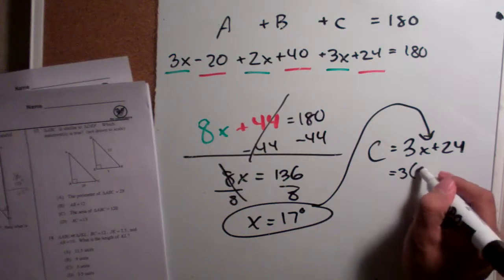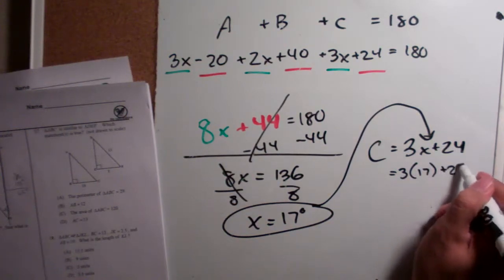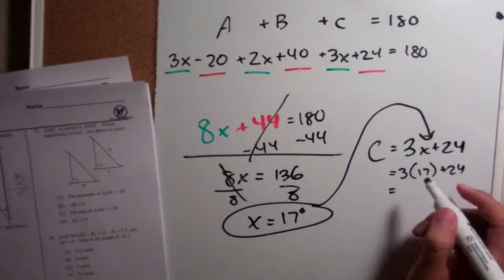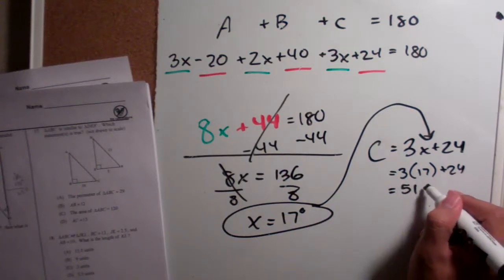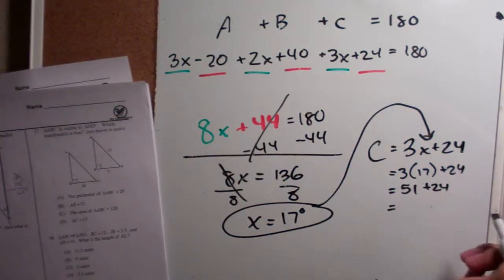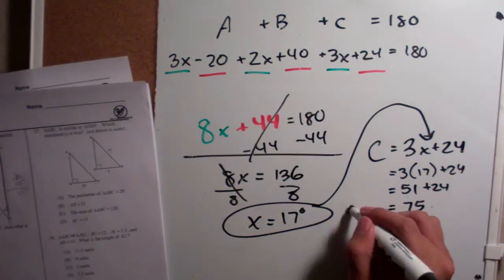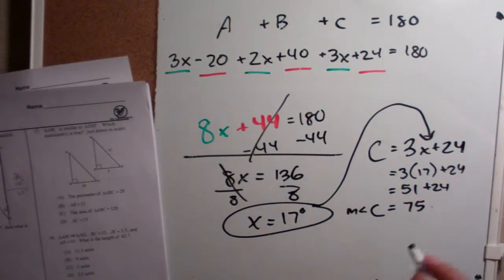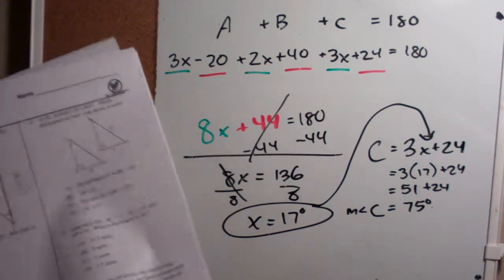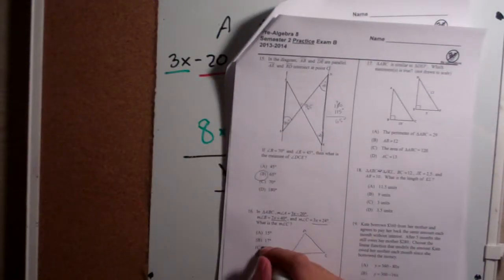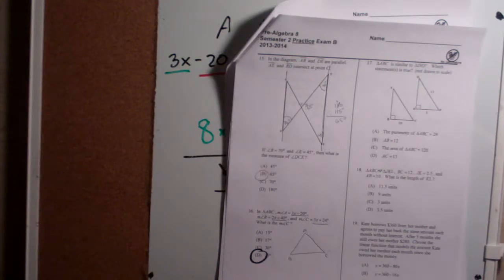So we're going to have 3 times 17 plus 24. Okay. 3 times 17 is 51, plus 24. All right, if I add these numbers together, it is 75. So the measure of angle C is 75 degrees. So with this, just plugging it in, it is D for number 16.